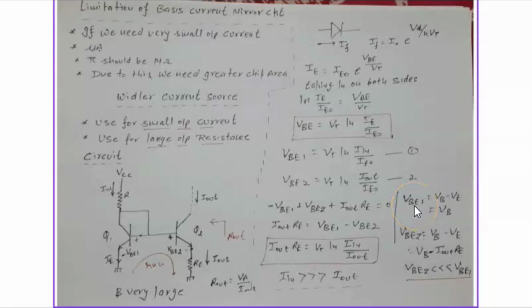Now we have to prove that our input current is much greater than our output current. For that we know that VB1 can be written as VB minus VE. In this case we can see that our emitter is connected to the ground, so VE is equal to 0 and we are left with VB. So the value of VB1 is equal to VB. Similarly for VB2, it is also equal to VB minus VE, and in this case VE is equal to I out multiplied by RE. Now we can see that our VB1 is much greater than our VB2.